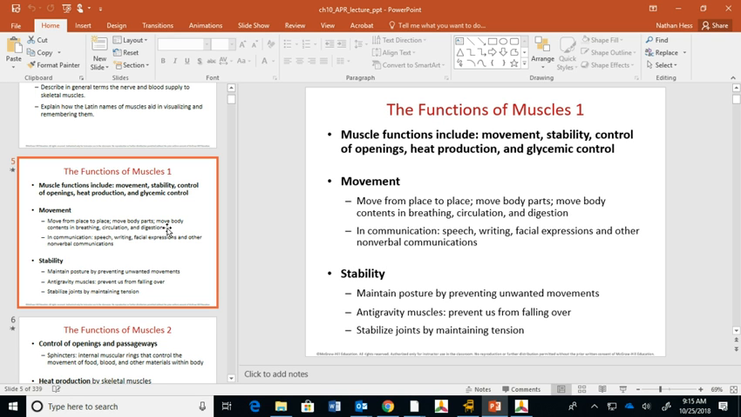Sir? Is that why basically every muscle has a contrasting muscle? Sure, to help with that. Absolutely, to help control that motion. We'll talk more about that today or even tomorrow, depending how far we get.